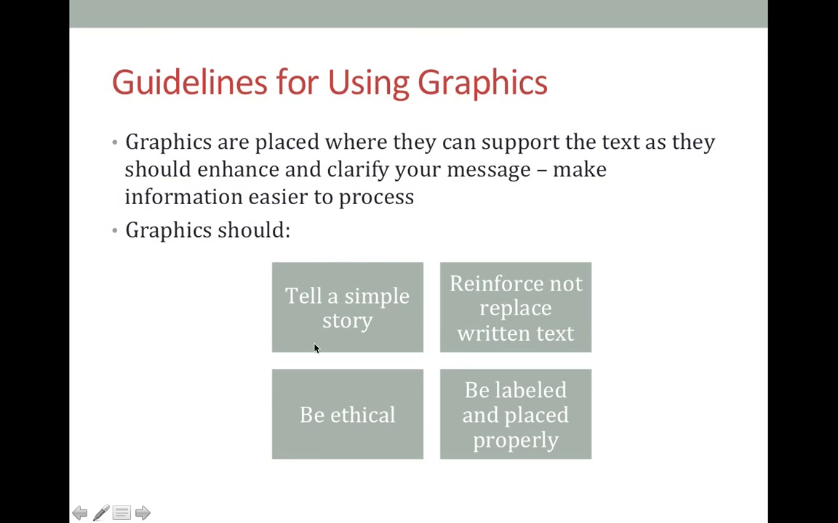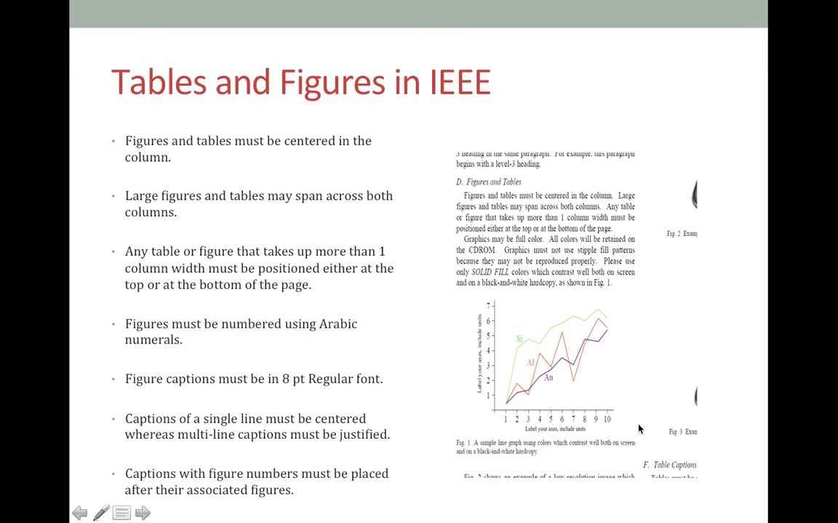Make sure the graphics tell a simple story, reinforce and not replace text, are ethical, so they present information that is accurate and true, and are labeled and placed properly. For example, in IEEE, if you have a graph, it should be centered. They can span across 2 columns. However, if it takes more than 2 columns or if it's big, you have to place it either at the top or at the bottom of the page. You have to use Arabic numerals and you use captions of 8-point font.